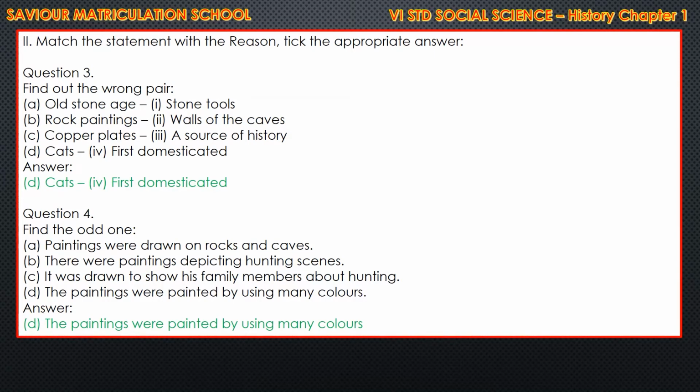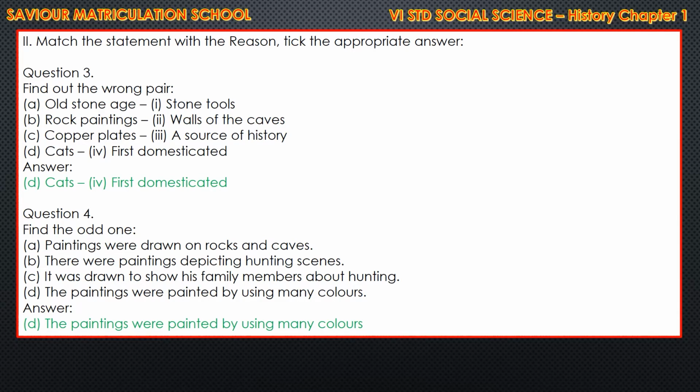Here, they would have given the pairs. You have to find out which one is wrong. 4 pairs they gave you. Among these, 3 are correct pairs. One is wrong. I'll tell you. A, old stone age: stone tools. B, rock paintings: walls of the caves. C, copper plates: a source of history. And D, cats first domesticated.